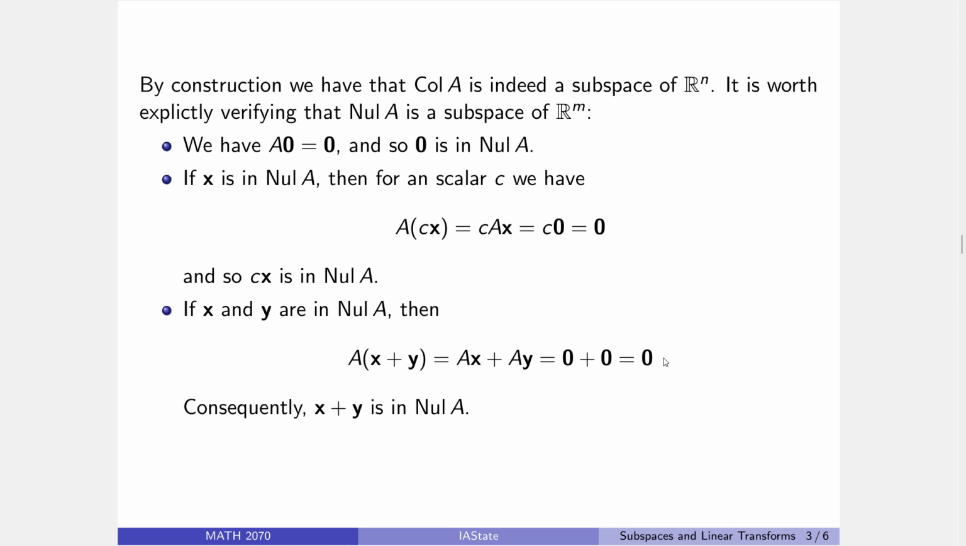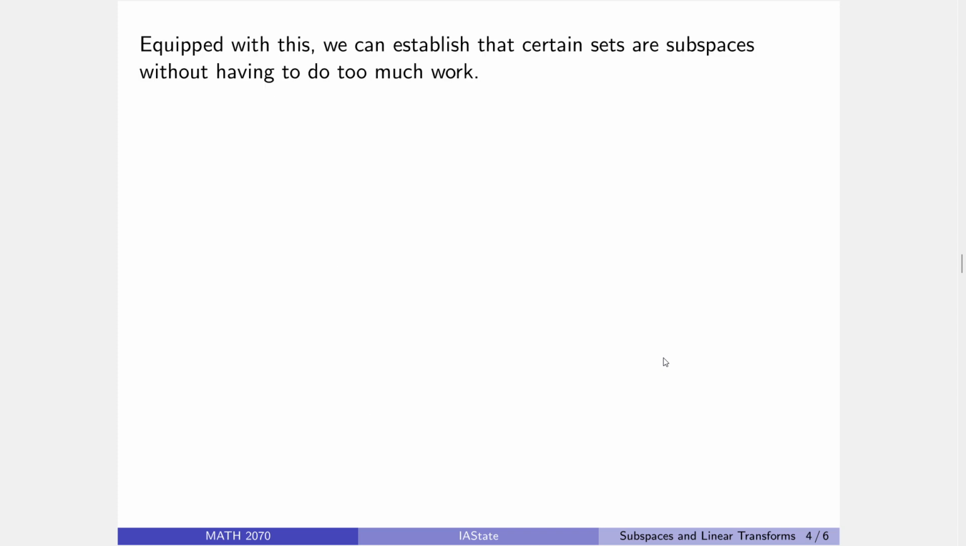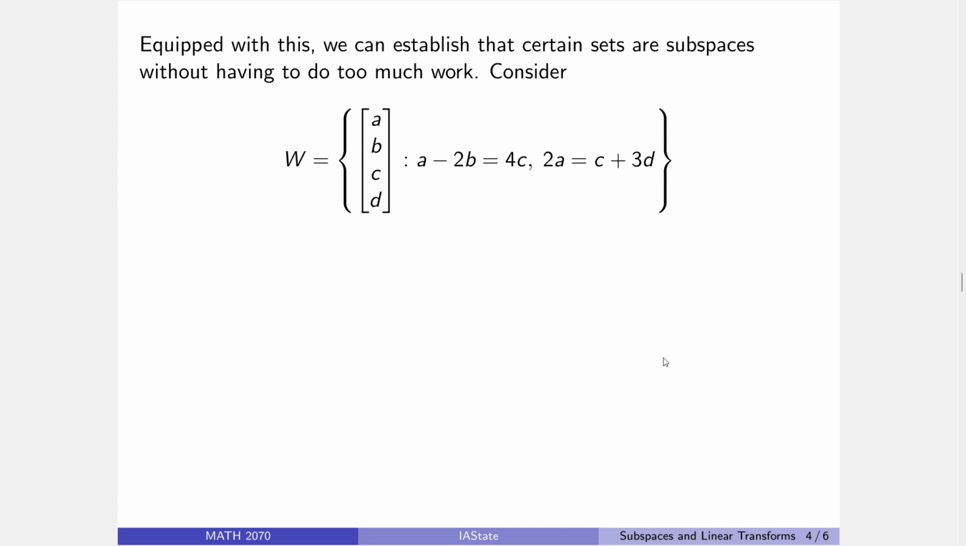But in the meantime, now that we have column space and null space, we actually can quickly establish certain things are subspaces without having to do any work, because you just recognize that what you're working with is a column space or a null space. So for example, let's say I have the following collection of elements of R4, where I know that A minus 2B is equal to 4C, and 2A is equal to C plus 3D.